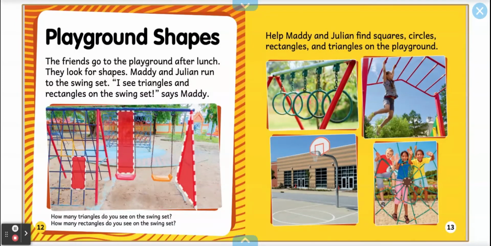Playground shapes. The friends go to the playground after lunch. They look for shapes. Maddie and Julian run to the swing set. "I see triangles and rectangles on the swing set," says Maddie. How many triangles do you see on the swing set? How many rectangles do you see on the swing set?